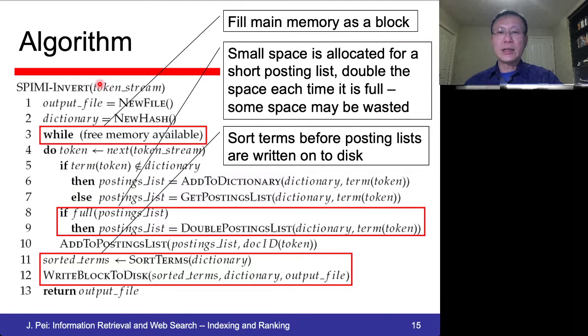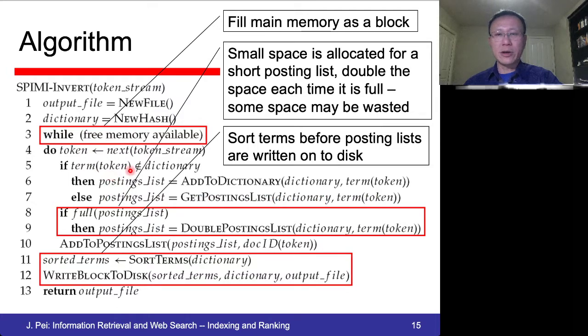For example, this is the algorithm. We load the file into main memory. Whenever there is space, we do the following. We look at the next token. If the token is not in the dictionary, then we create a new entry in the dictionary. Otherwise, you just get the corresponding term or token.